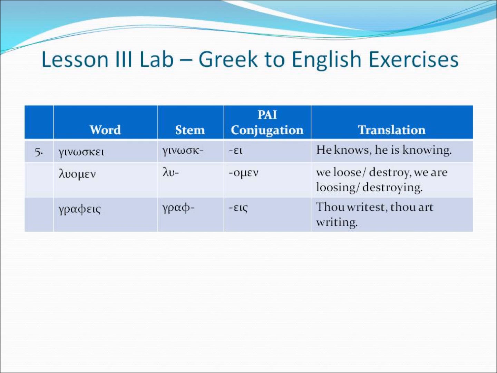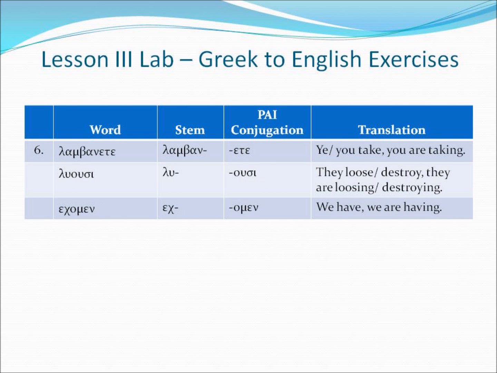Second word, luamen. Luamen comes from the word luo. So the word stem is lu. First person plural, amen. We loose, we destroy, or we are loosing, or we are destroying. The third word, graphes. Graphes comes from the word grapho. Stem is graph. The conjugation is ace, O ace A, so that's thou writest, second person singular, thou art writing.